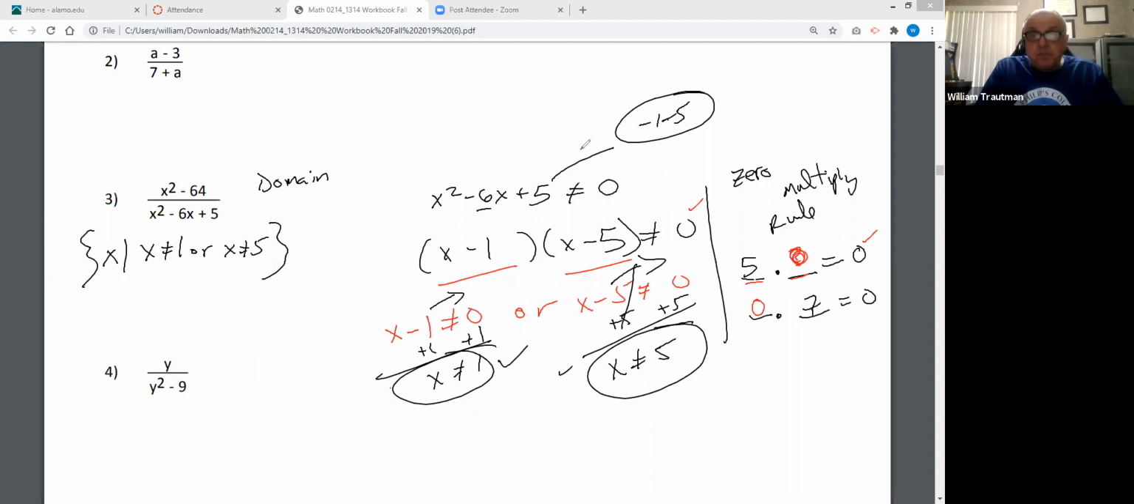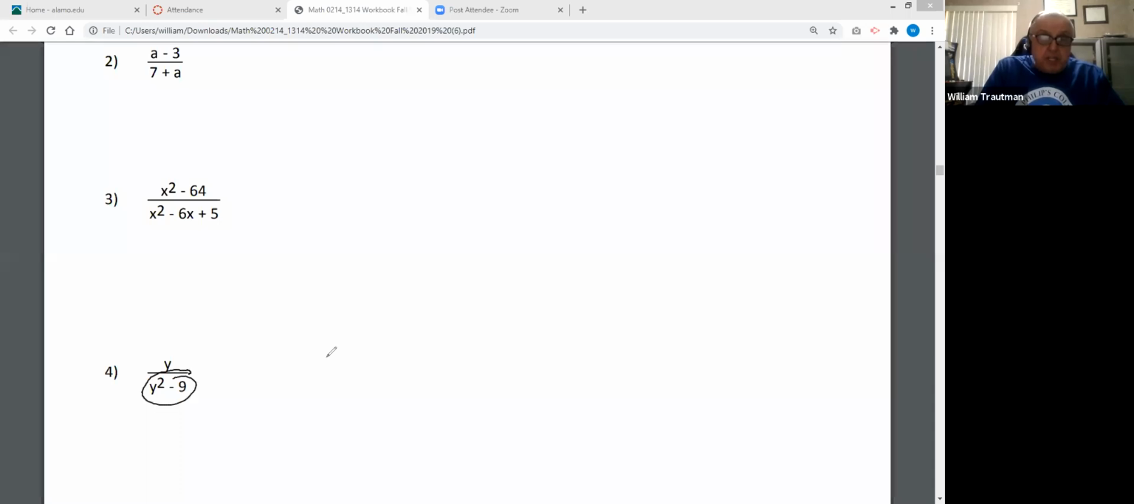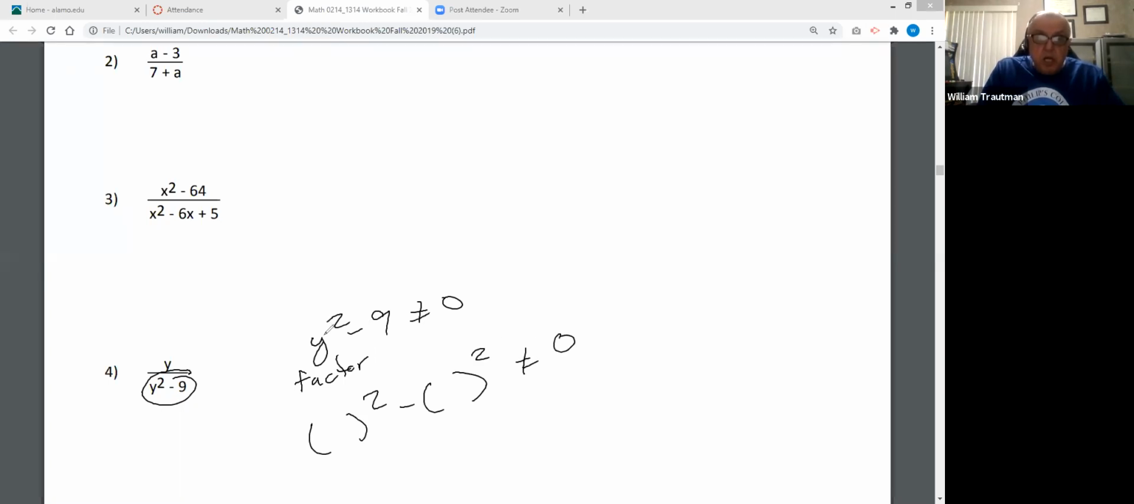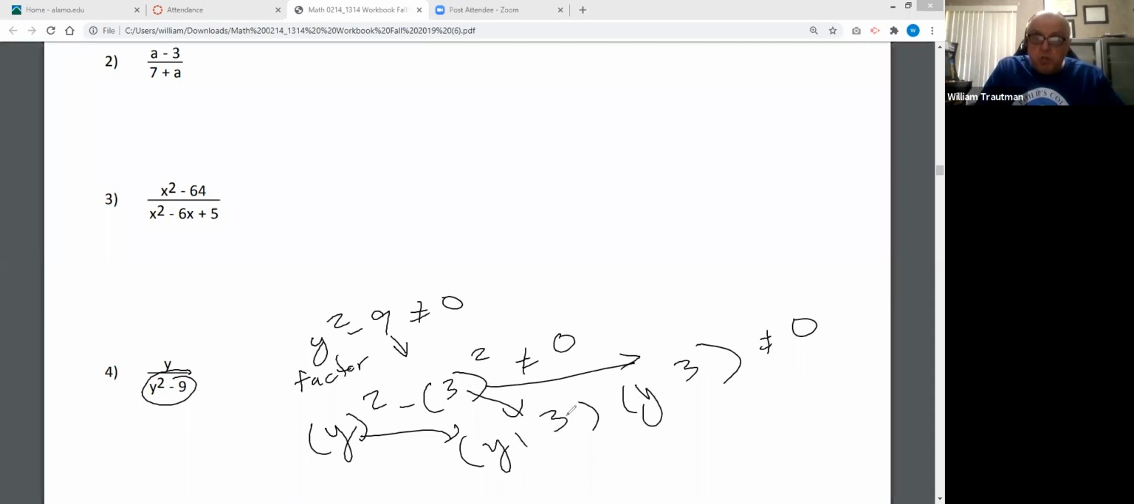All right, number 4, same thing. You should be able to take the bottom and factor it. y squared minus 9 cannot equal 0. The bottom cannot equal 0. Two terms factoring: something squared minus something squared cannot equal 0. y squared, I'm going to put a y here. 9 changes to 3, since 3 squared is 9. Then I have two parentheses, cannot equal 0. The y goes into the first spot of each. The 3 goes into the last spot of each, one plus, one minus.